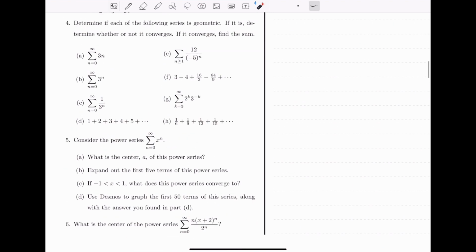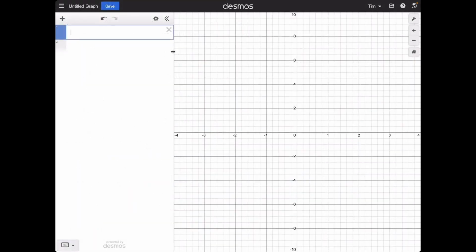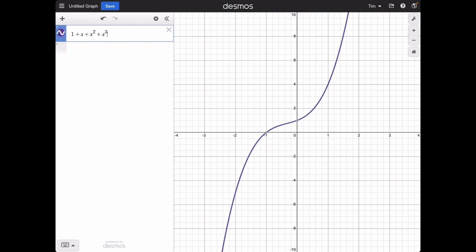For part D here, let's look at Desmos, and we'll graph the first 50 terms of this series along with the function 1 over 1 minus x. We're graphing the power series 1 plus x plus x squared plus x cubed, etc., up to the first 50 terms. So this would be up to degree 49. And we don't want to just sit here typing that all in. Desmos can do sigma notation for us. So we can write sum, and then Desmos automatically opens up the sigma notation.